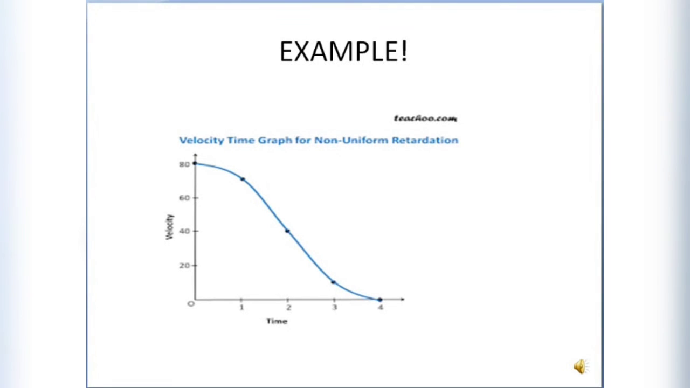Velocity time graph for non-uniform retardation. As you can see in the graph, the graph is gradually dropping, which depicts the retardation or deceleration of the velocity.